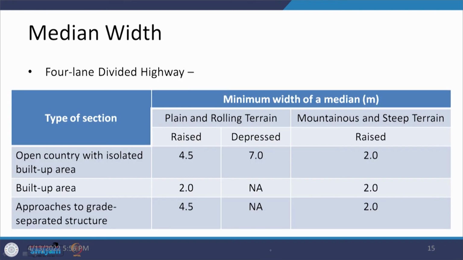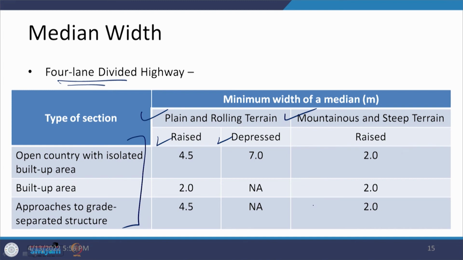and that can be provided as the width of a median. Now, we come to the 4-lane divided system. Again you can see the same things. What you find here is that the 4 categories remain as such. Now, we have 2 separations here: plain and rolling, and mountainous and steep terrain. Within plain and rolling terrain, we have the raised and the depressed median.